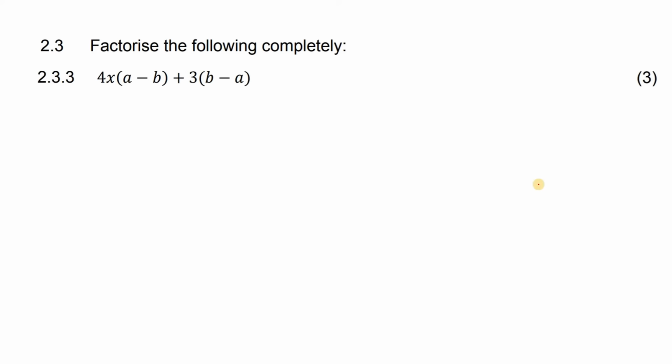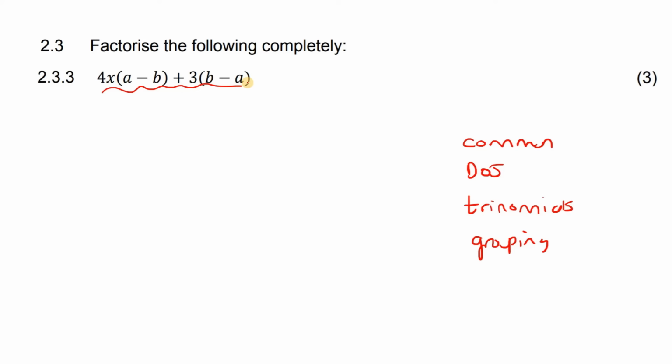Factorize for 3 marks. So with factorizing, we always like to start by looking at a common factor. Then if that doesn't work, we could go down to difference of squares, or trinomials, or grouping. Now, I don't see any common factor over here, but what I can see is that these 2 are almost the same, but they're not exactly the same. If it was a plus, listen carefully, this is very important.